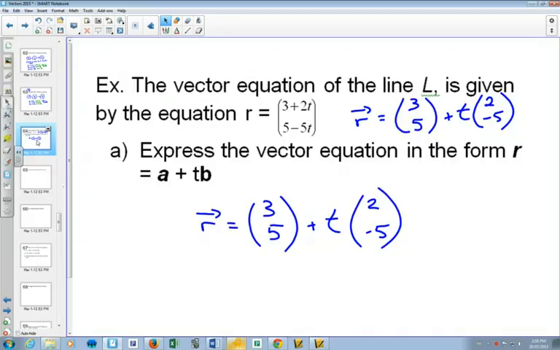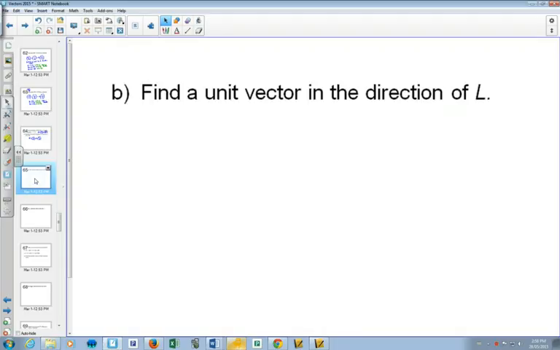So a key thing you're going to have to pull out of a vector equation of a line is to know which is the point that's on the line and which is its direction. So our direction vector is always the one with the parameter. So we know that our direction vector is (2, -5).